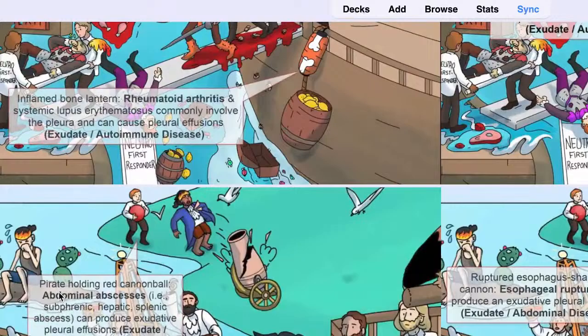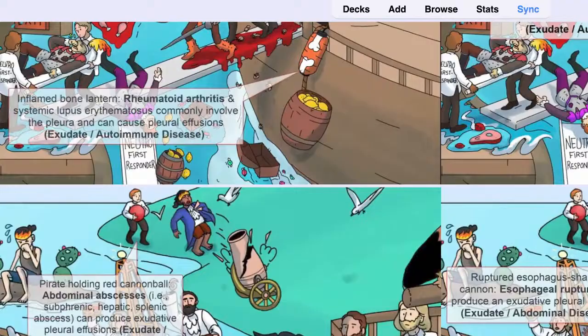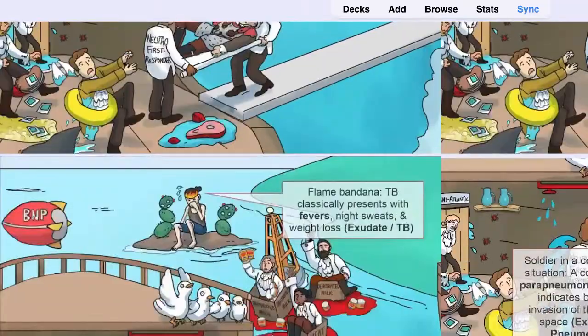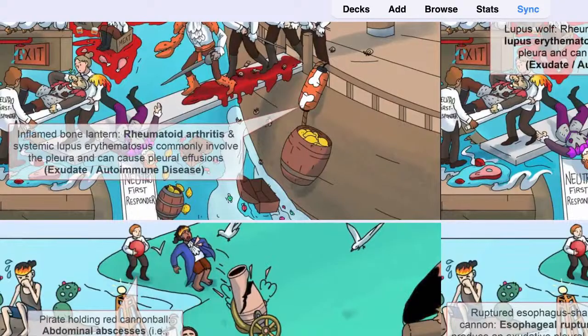Abdominal abscess. That could be anything. It could be hepatic. There are so many things to remember. It's cool that you can remember these images. Okay, there you go. Esophageal rupture.